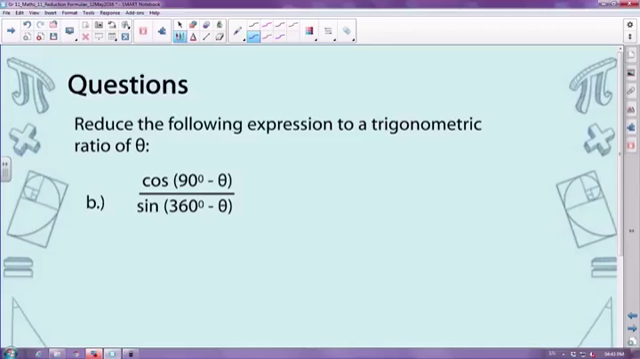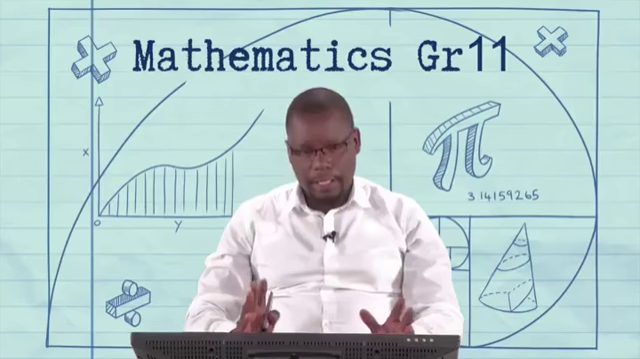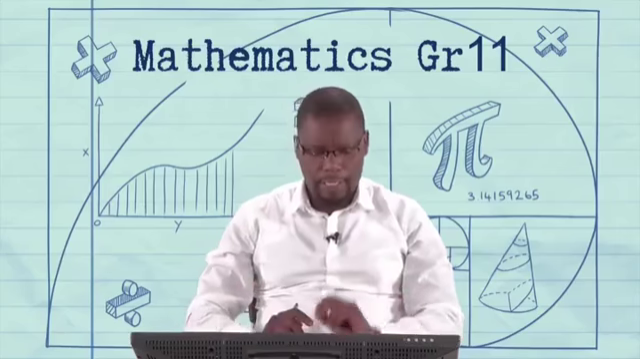Reduce the following expression to a single trigonometric ratio of theta. In other words, at the end of the day, you might have sine theta, cos theta, or tan theta, but in a simplified way. So you've got cos of 90 degrees minus theta over sine of 360 degrees minus theta. Work with a friend for 2 minutes, and then I'll come back and help you from there. Let's take 2 minutes.